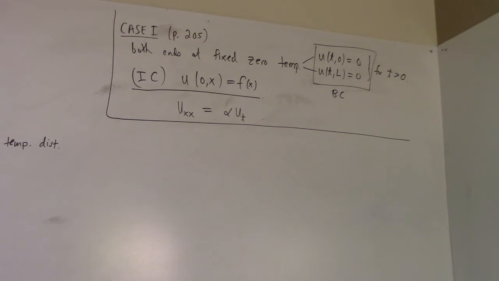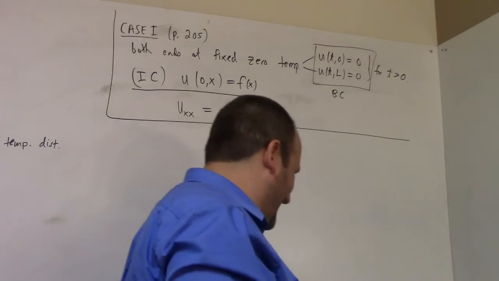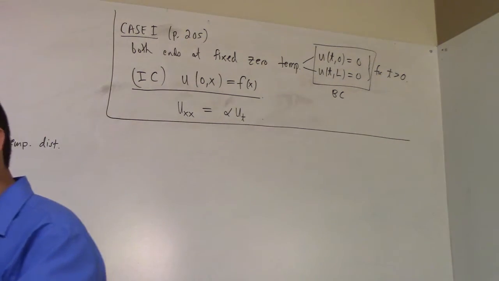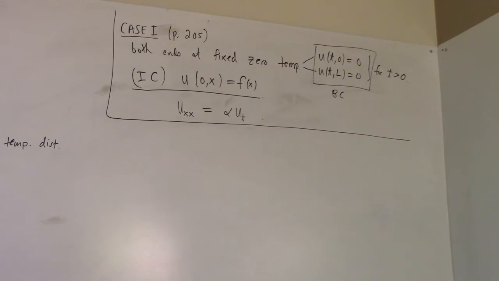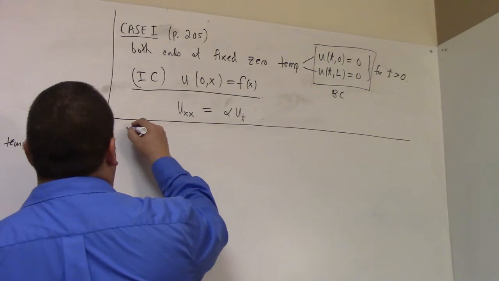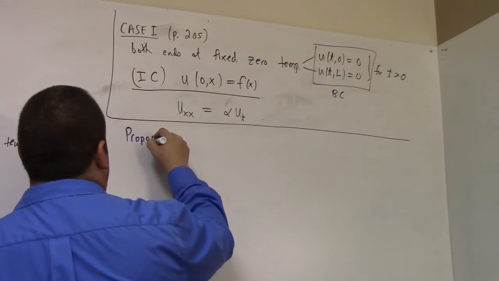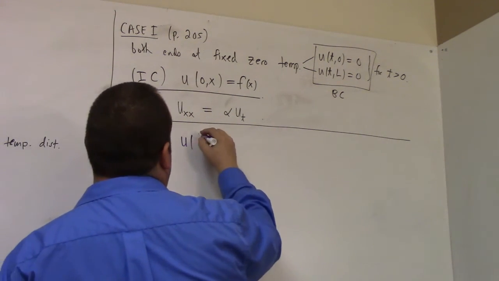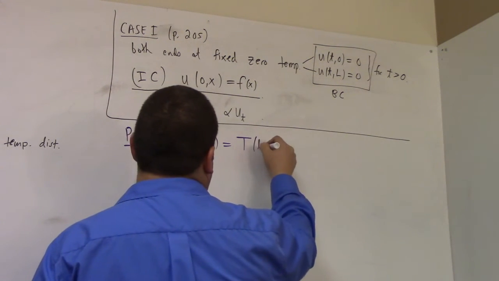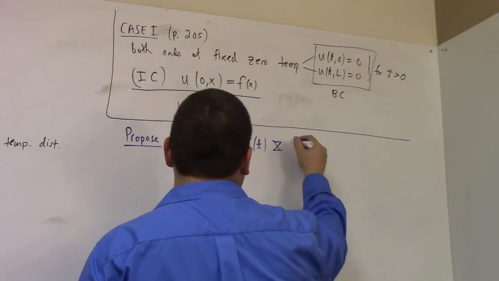All right, so this is the technique that's used, called separation of variables. Not the separation of variables you saw before, like at the start of ODEs. That's a different separation of variables. But here it is. What we do is we propose that u of t comma x is equal to big T of t times big X of x.